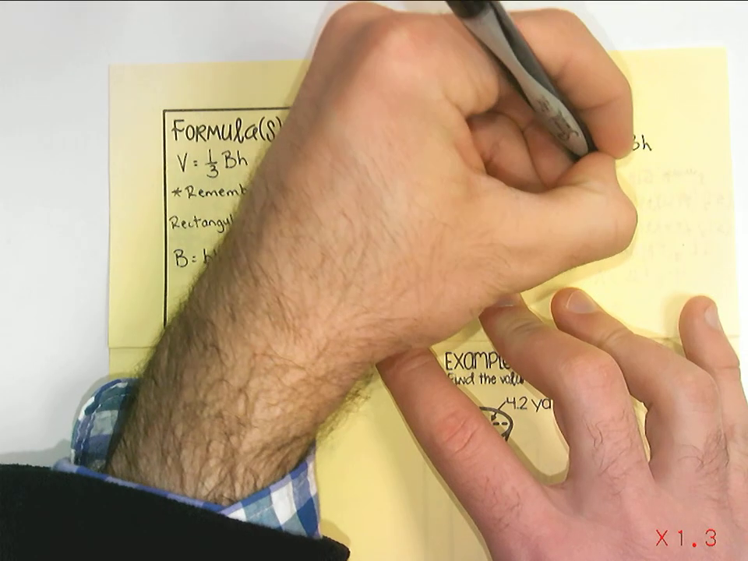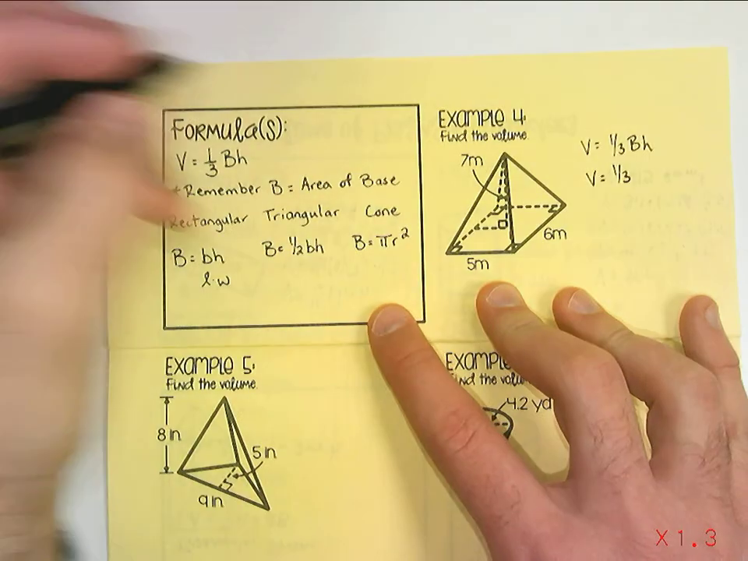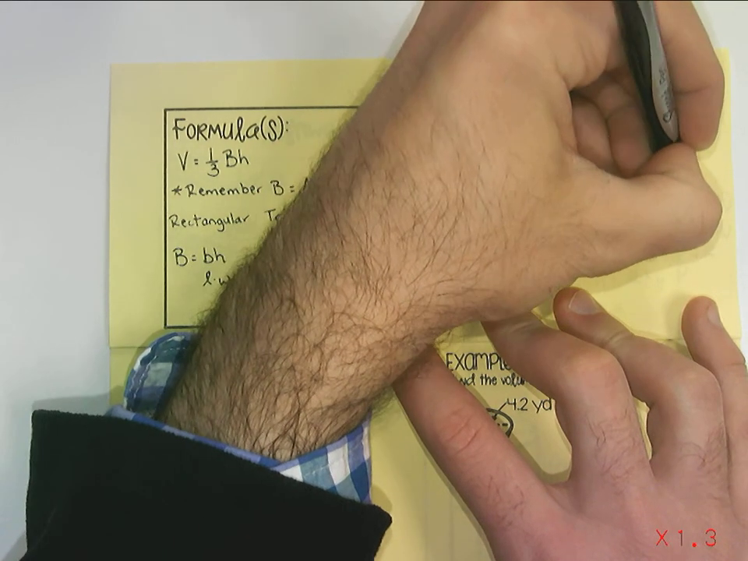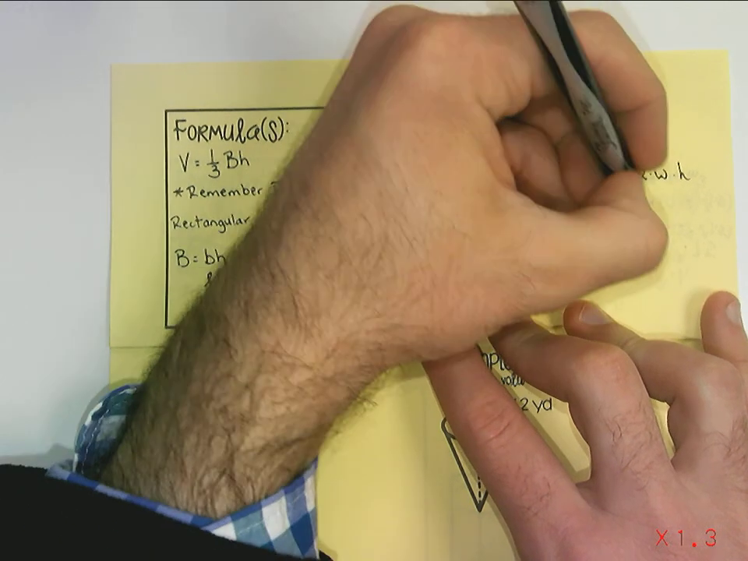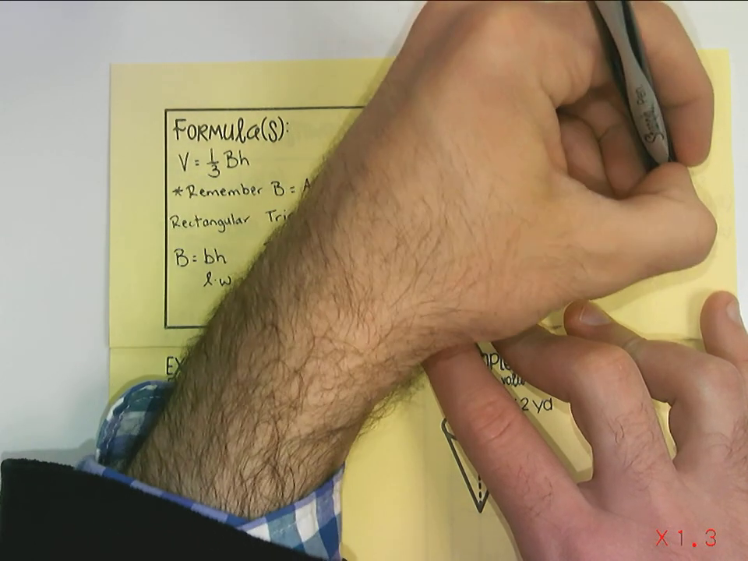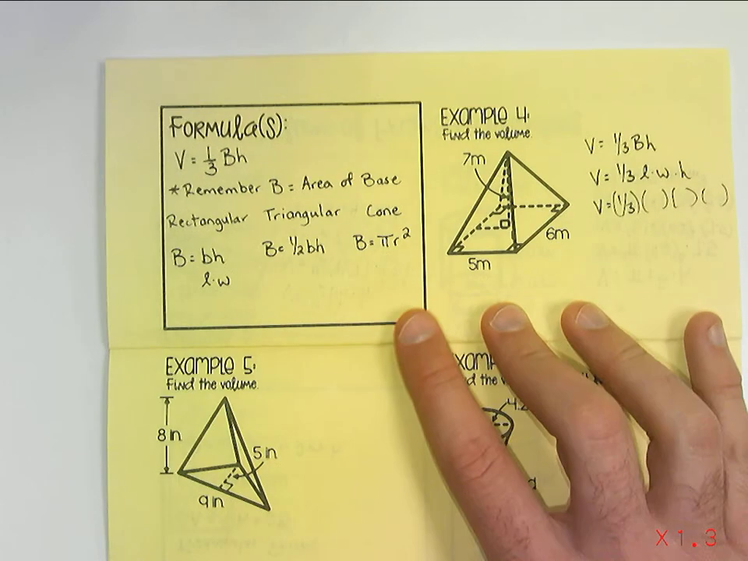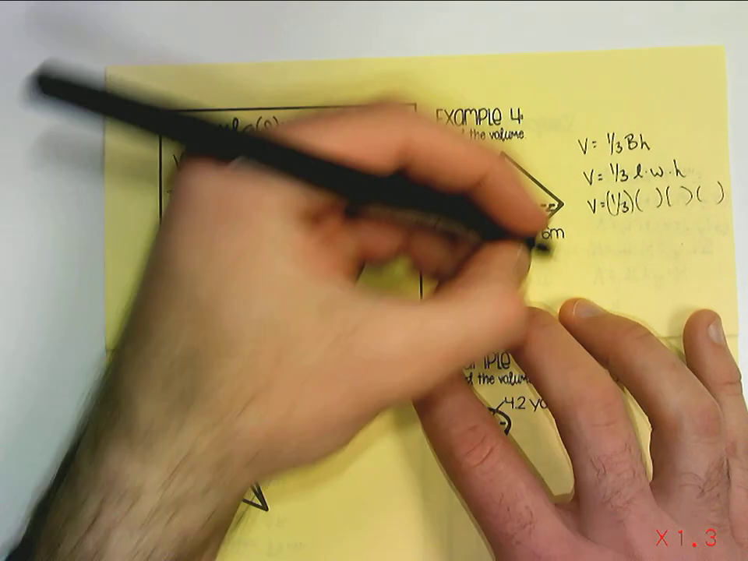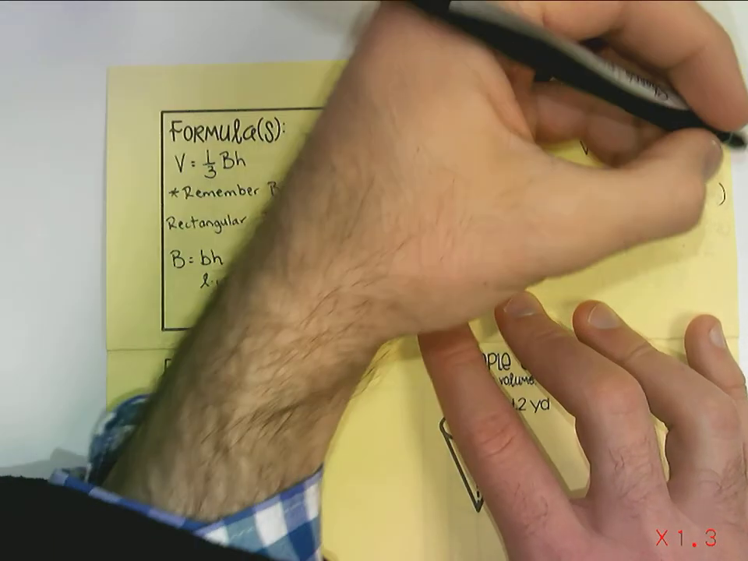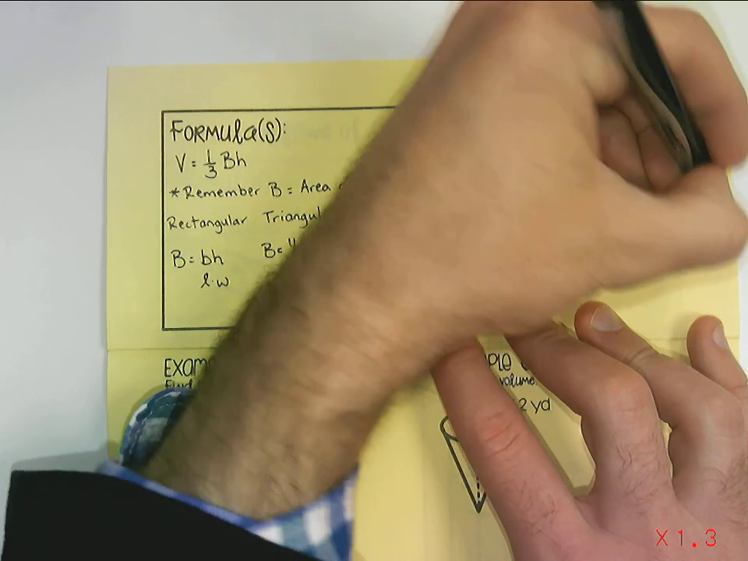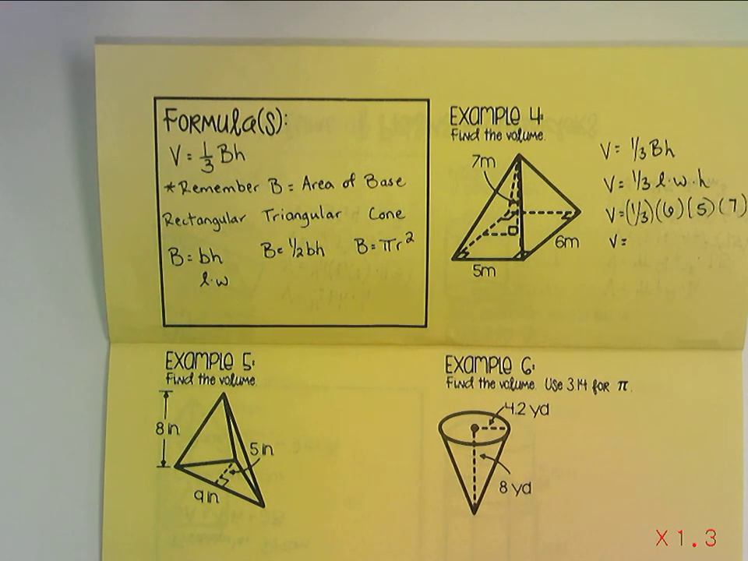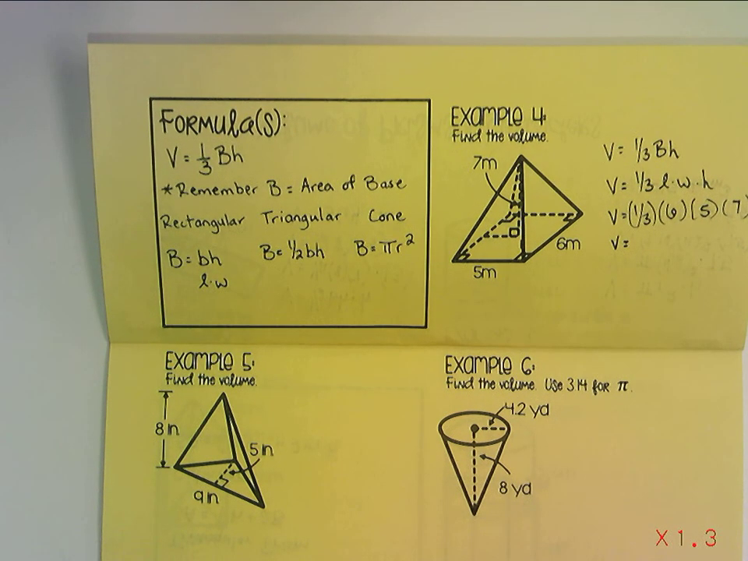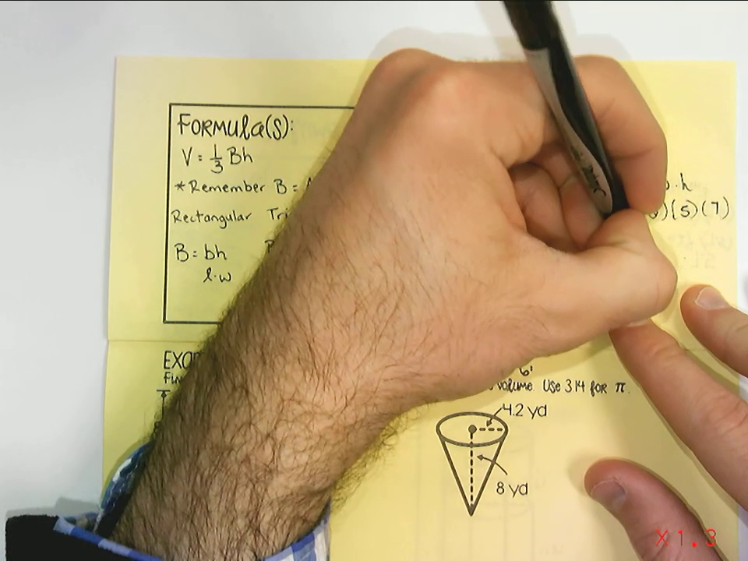So volume equals 1/3 length times width times height. So volume equals 1/3, my parentheses in here, and we'll fill in our numbers. So length, I would say, is 6. Width is 5, and height is 7. Again, we just have to do some multiplication here. So 6 times 5 times 7, which is 210, but we have 1/3 of that.